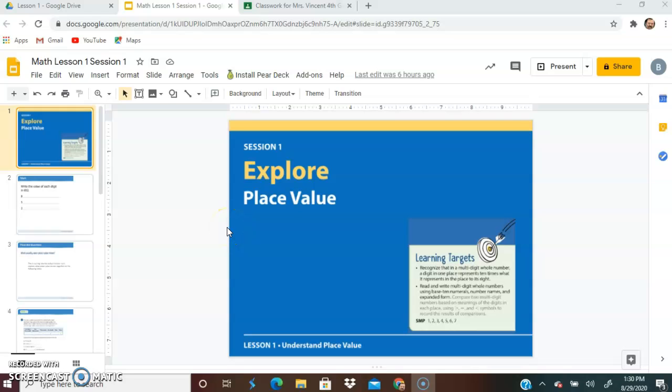Hi, fourth grade. We're ready for our first lesson in our math book. So go ahead, and even remote learners, you have your math book at home. You'll need to be on page 5, where it's lesson 1, session 1, explore.